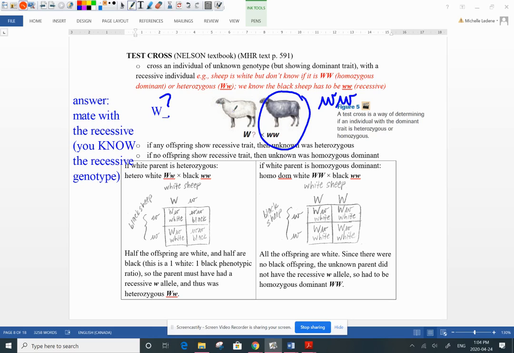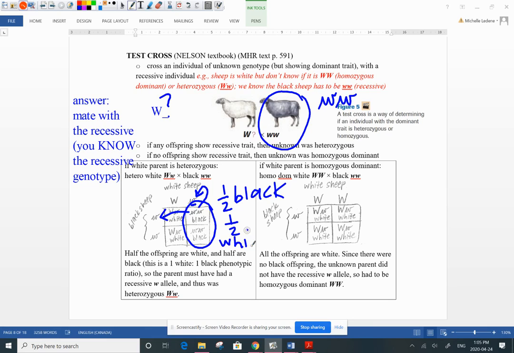So when we do a cross of the white sheep by the black sheep, we have to look at the offspring. If you get any black offspring, then you know that the parent, the mom, the white, the unknown, had to be heterozygous. Why? Because one copy, one little w recessive allele had to come from mom, and the other little w had to come from dad. So here, half of the offspring are black, the recessive, and the other half are white.